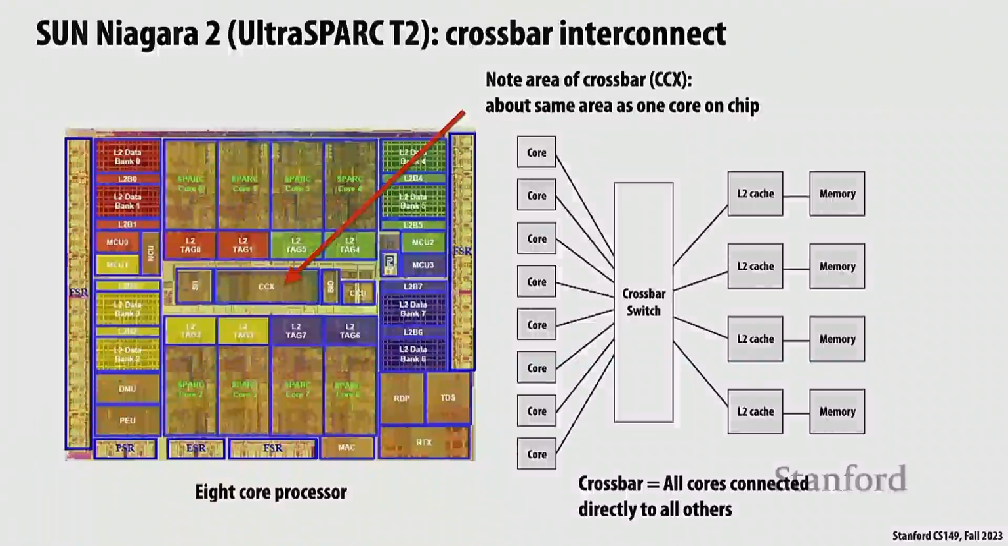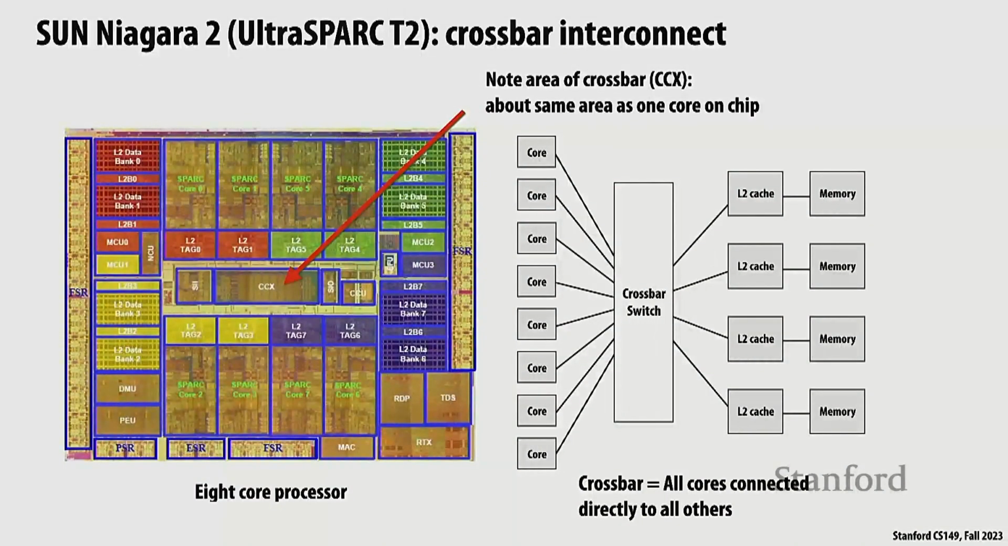And this was one of the first mainstream multi-threaded chips. So it had, in this case, 8 cores. And each of those cores had a bunch of threads. But all of those cores were connected out to the main memories via what's a crossbar switch. The CCX is crossbar. And a crossbar means that every core is actually physically wired to every other one. It's like n squared wires for n cores.